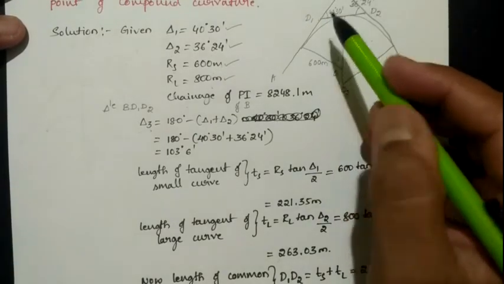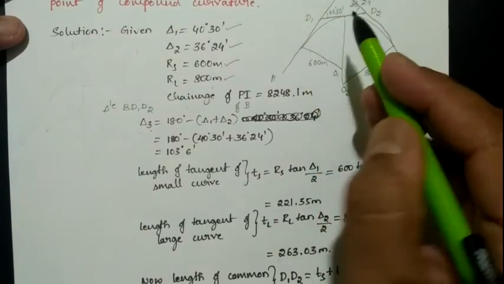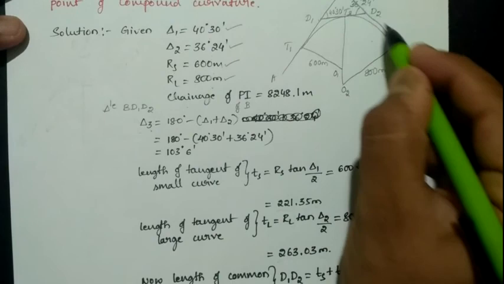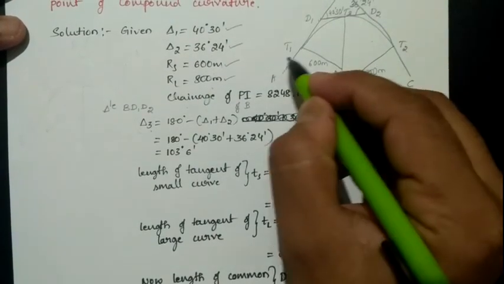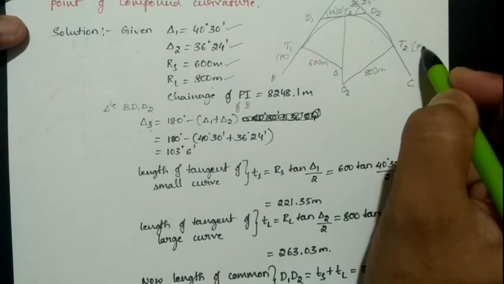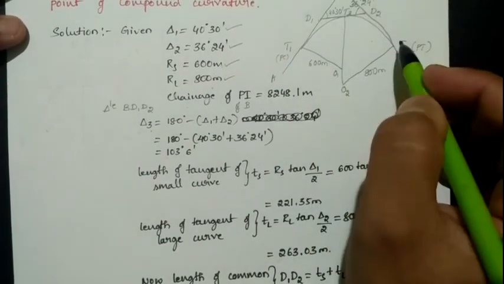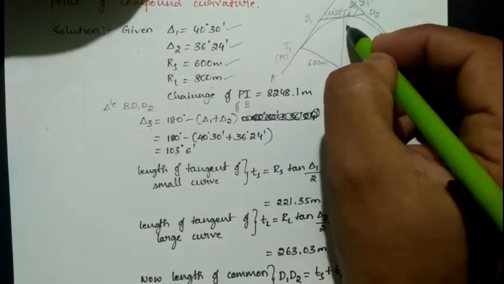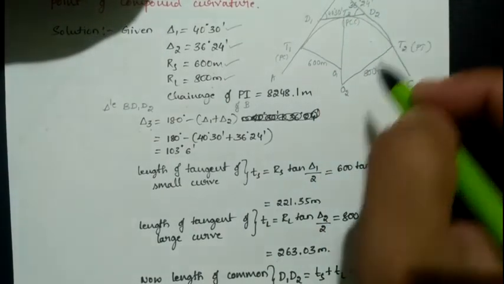Next, to calculate the first element, that is the common tangent length, we need to have the two tangent lengths of first arc and second arc. So this is T1 point, this is T3, then this is T2. PC, PT, we know that by the simple curve. Then this T3 is PCC.